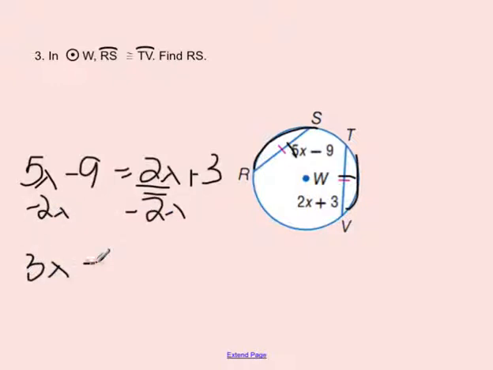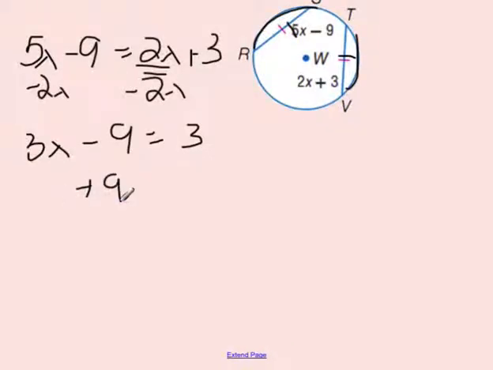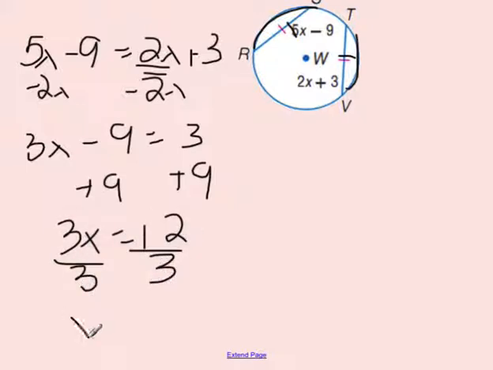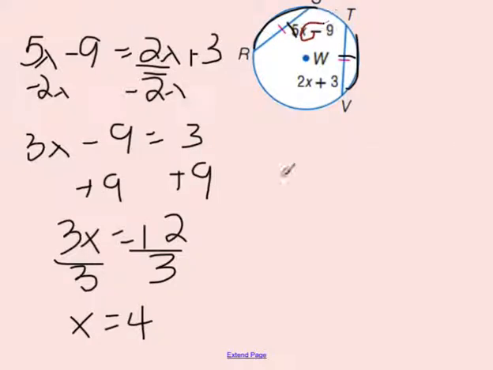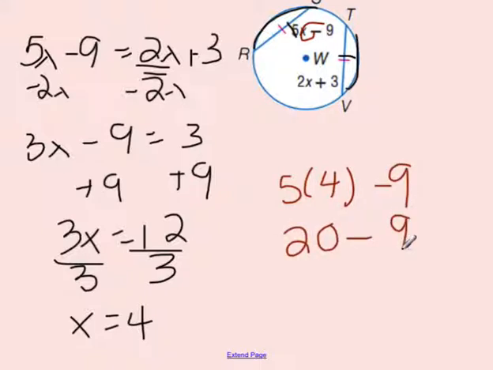And then I get 3x minus 9 is equal to 3. So then I'm going to go ahead and add 9 to both sides. So I get 3x is equal to 12. Then I'm going to divide both sides by 3, and I get that x is equal to 4. So now I need to find RS, which really is the same as TV. So I'm going to plug in for my x. So 5 times 4 minus 9, so I can get that RS value. So then I get 20 minus 9, and that's going to give us 11. So RS is equal to 11.